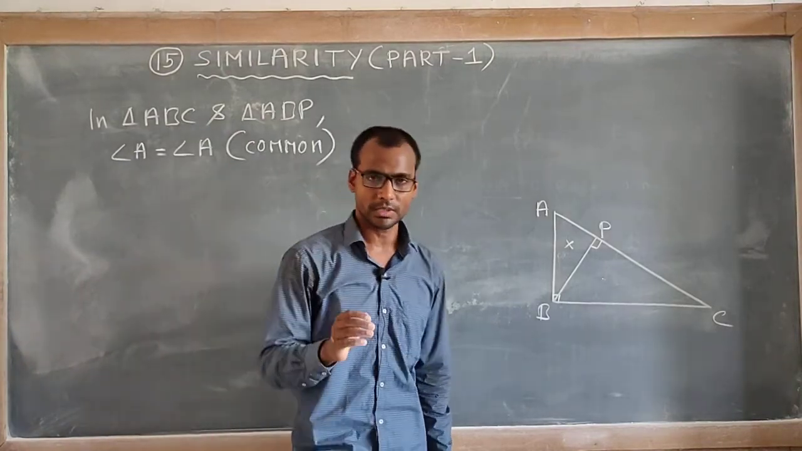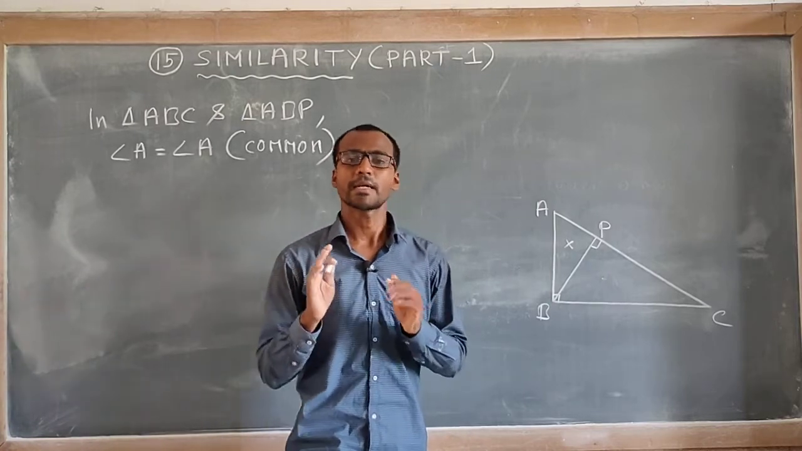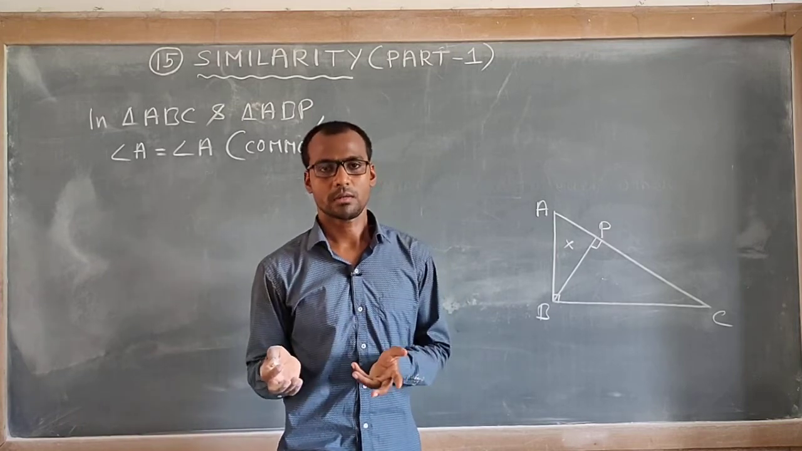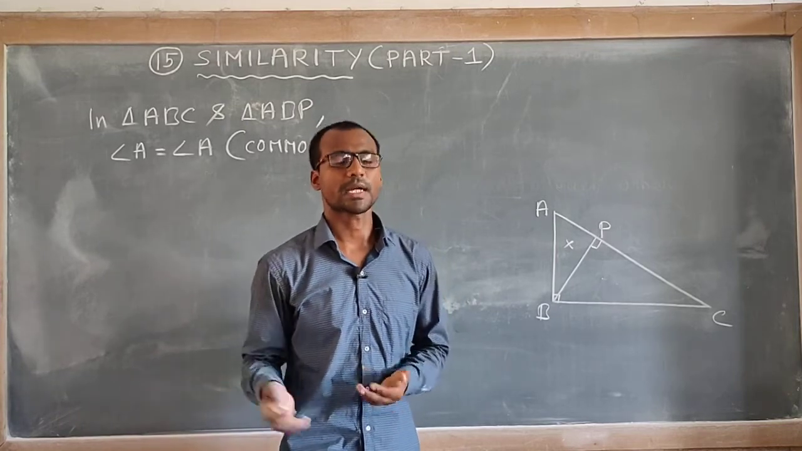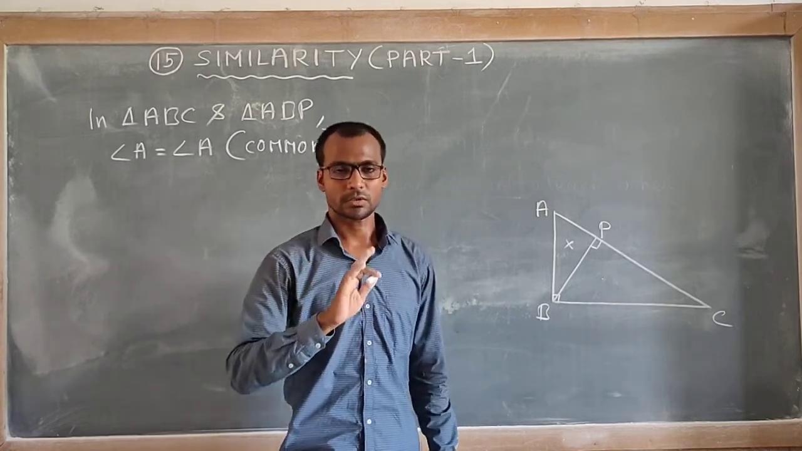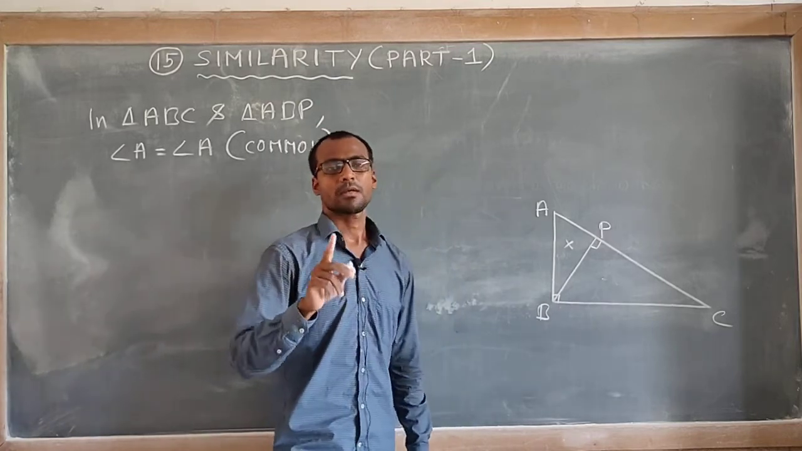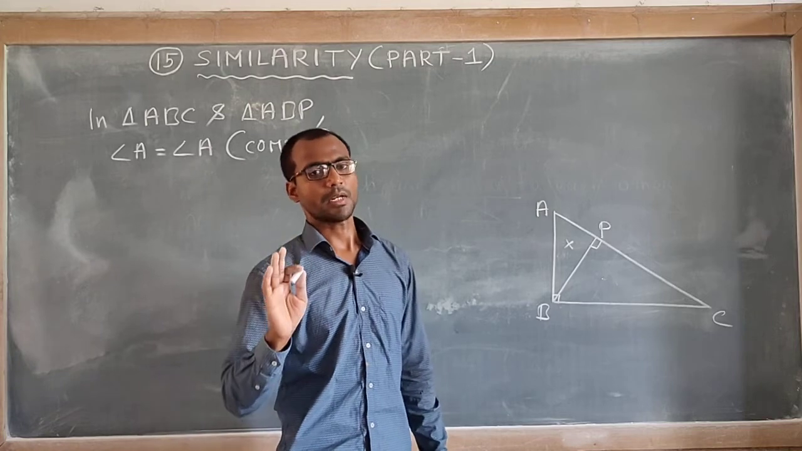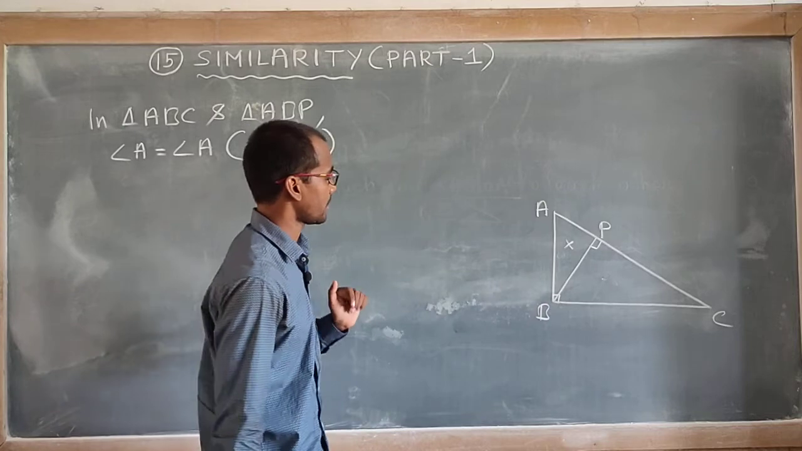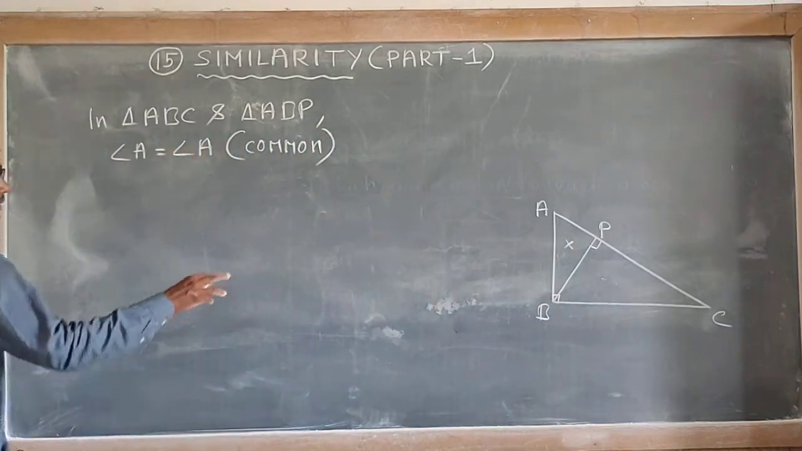Next, do not take sides common. In case of congruency you could take sides common, but in case of similarity do not take sides common, because in case of similarity sides are not equal, may be equal, may not be equal. Sides are proportional, so never take common sides in case of similarity. This is an important point to remember. Only take common angles.